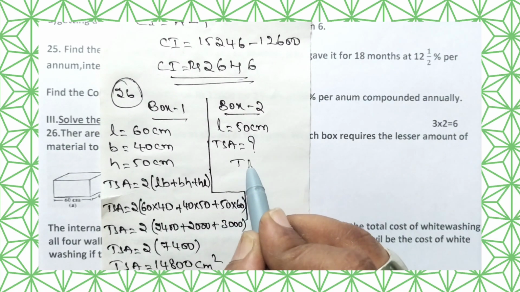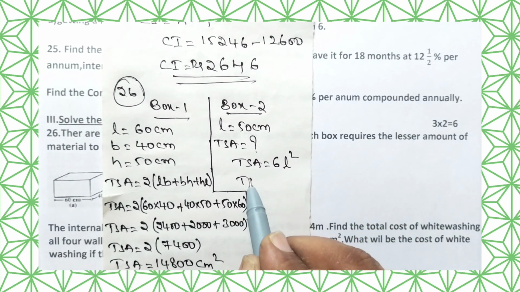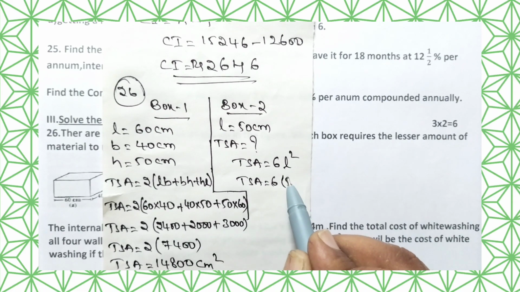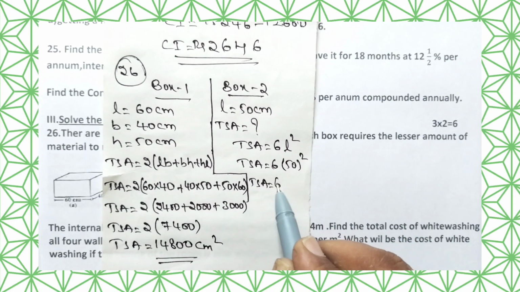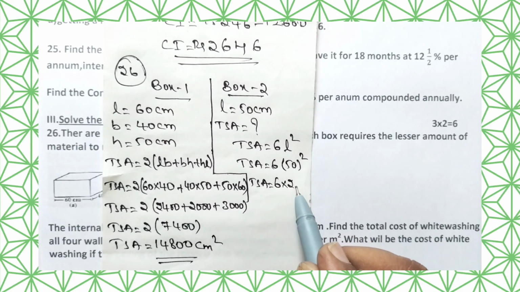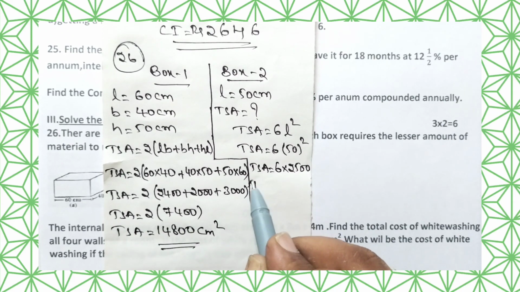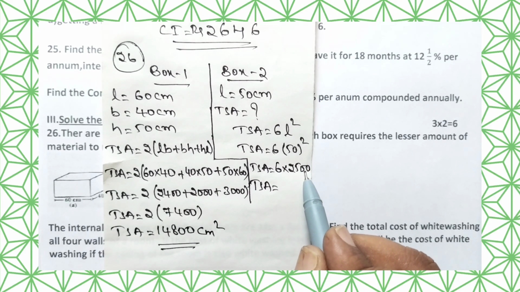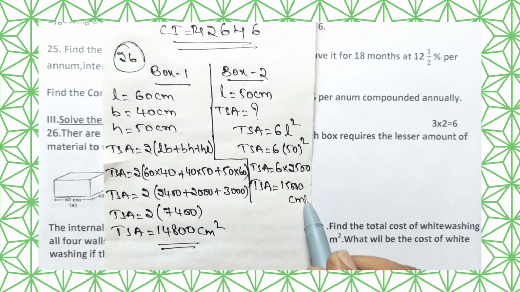So TSA of a cube is equal to 6L square. So TSA is equal to 6 into L square, that is 50 whole square. So TSA is equal to 6 into 50 whole square. 5 5s are 25, then 0 0, it will become 2500. So TSA is equal to, if you multiply these two we will get, 2500 into 6 will become 15,000 centimeter square.